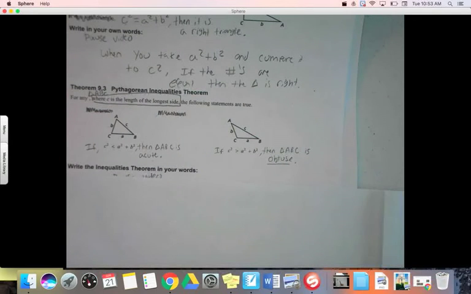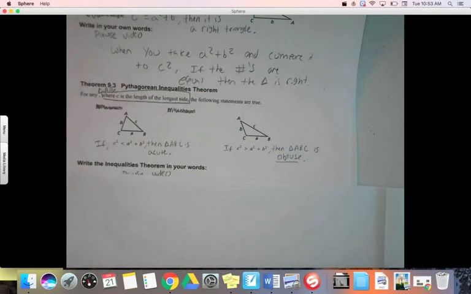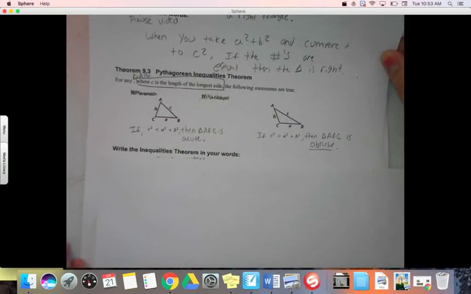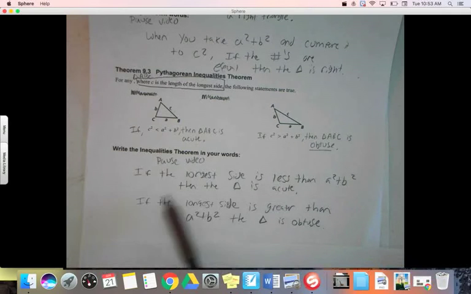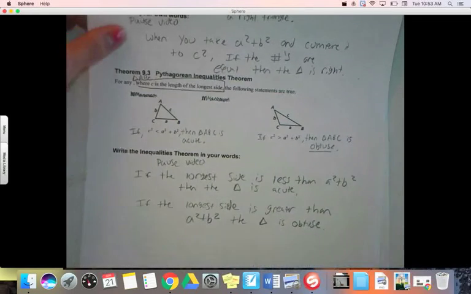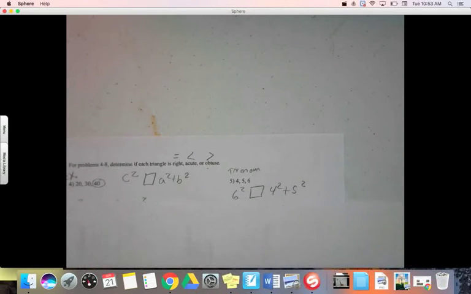So pause the video and see if you can write what these two theorems are saying in your own words. When you're done pausing the video, play it, and then see what I said. Okay, so this is what I said. If the longest side squared is less than a squared plus b squared, then the triangle is acute. If the longest side squared is greater than a squared plus b squared, then the triangle is obtuse. So let's do some example problems with that so that we can practice.